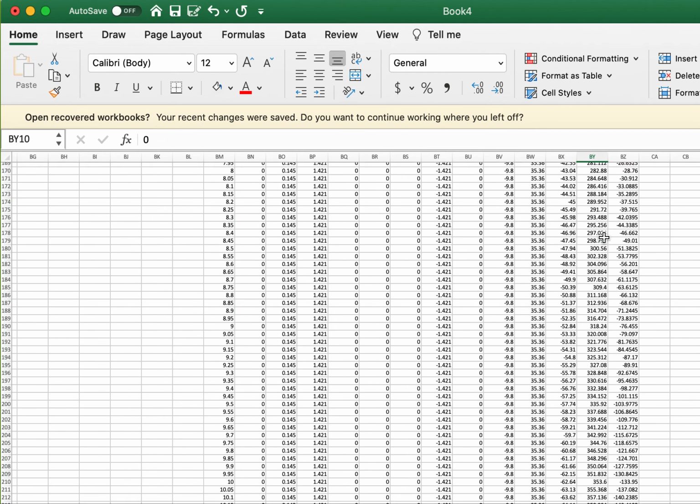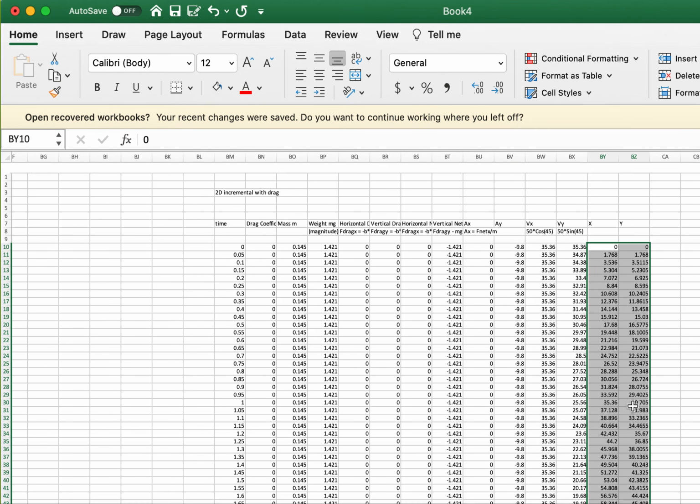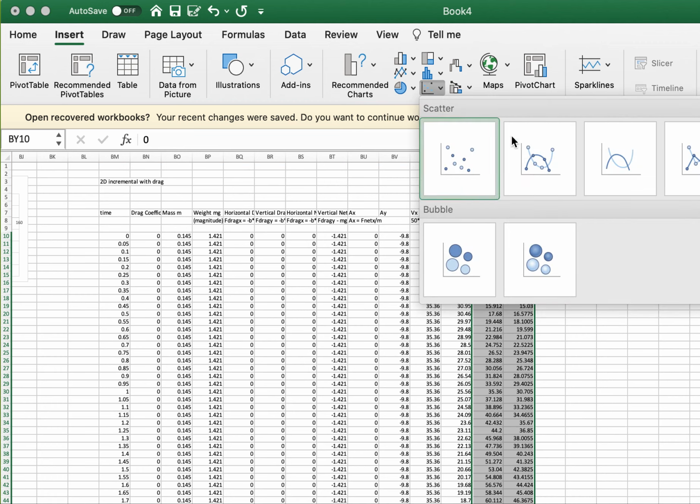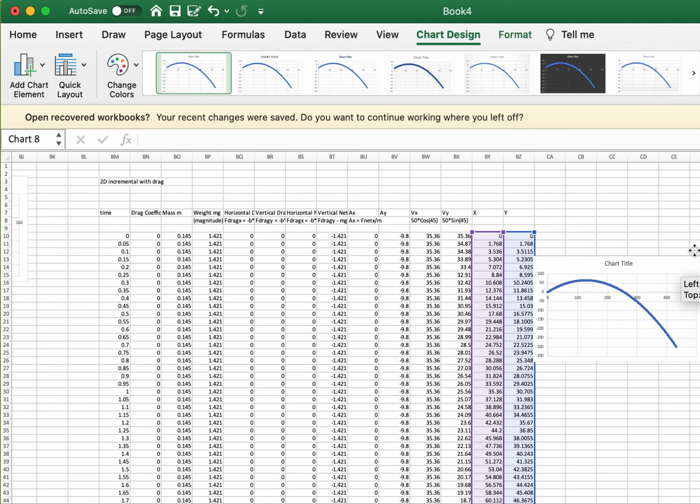Okay. Let's see what this looks like as a plot. Look at that. Perfect parabola.